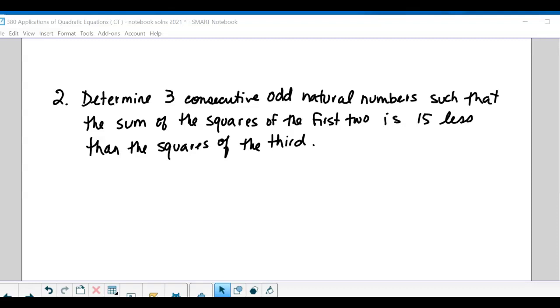Okay, so this one's a number type question. So 3 consecutive odd natural numbers such that the sum of the squares of the first two is 15 less than the square of the third. Squares.